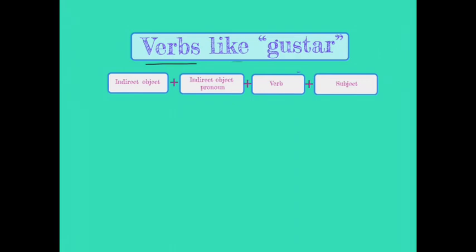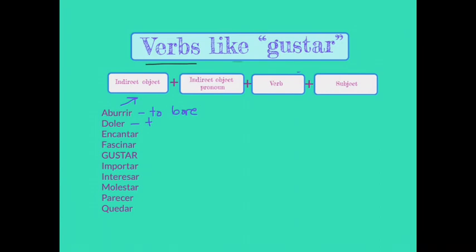GUSTAR is not the only verb that acts this way that needs an indirect object and some sort of weird formula. All these verbs apply in this situation. They all use this formula that we've reviewed. So let's go over what they mean. Aburrir is to bore.